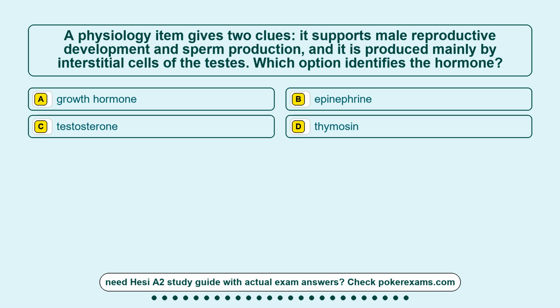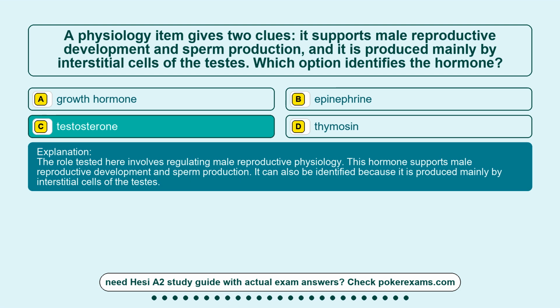Question 5. A physiology item gives two clues. It supports male reproductive development and sperm production, and it is produced mainly by interstitial cells of the testes. Which option identifies the hormone? Option A, the growth hormone. Option B, epinephrine. Option C, testosterone. Option D, thymosin. The correct answer is option C, testosterone.